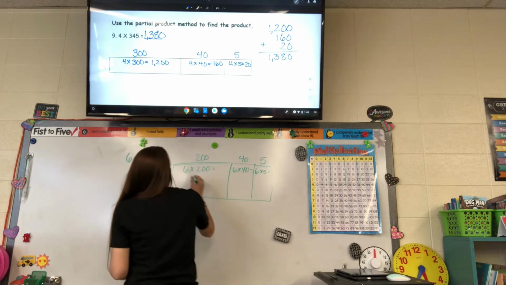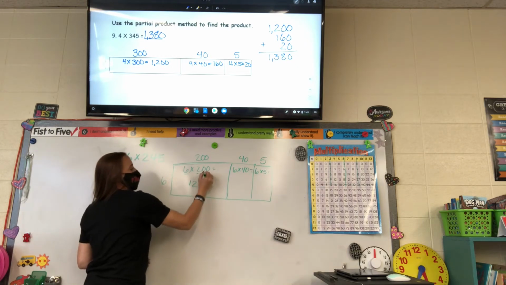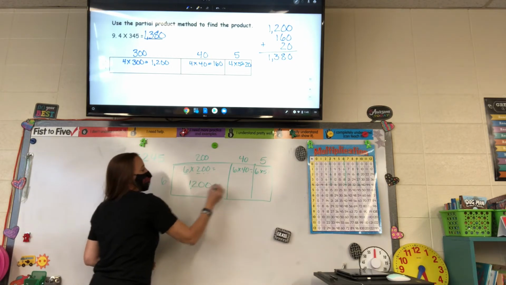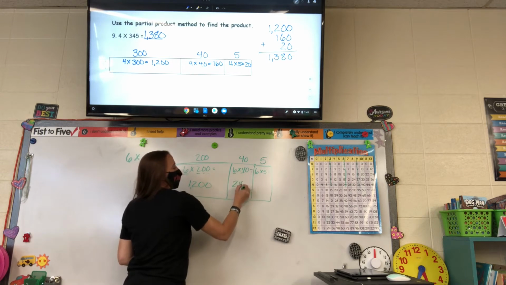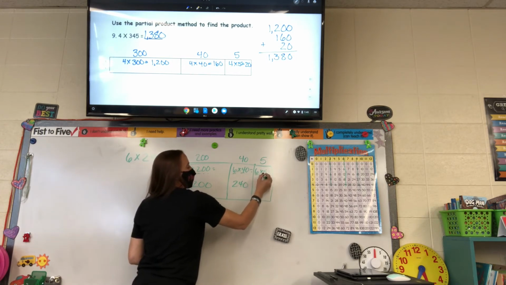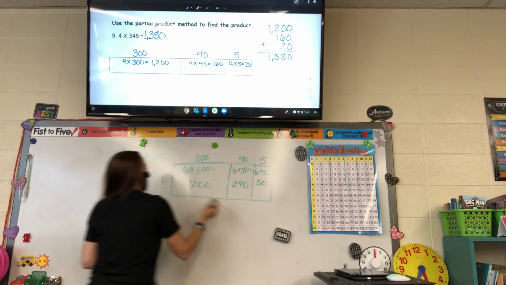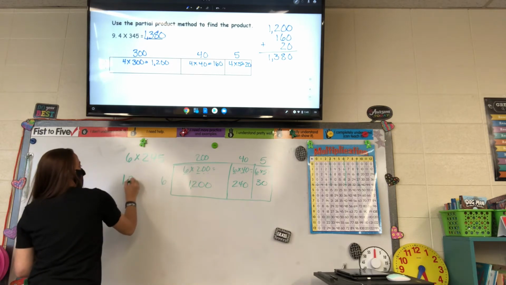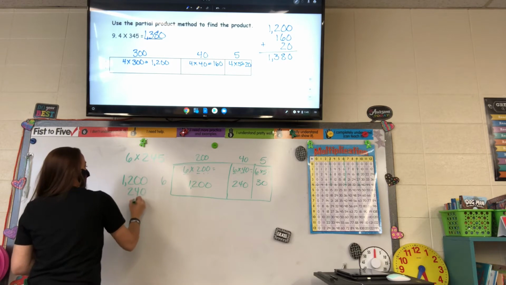Okay. 6 times 2 is 12 with 2 zeros behind it. 6 times 4 is 24 with 1 zero behind it. 6 times 5 is 30. And we stack them and add them. So 1,200, 240, then 30.